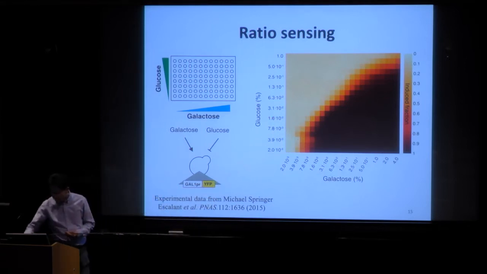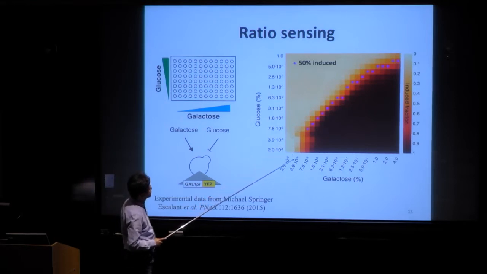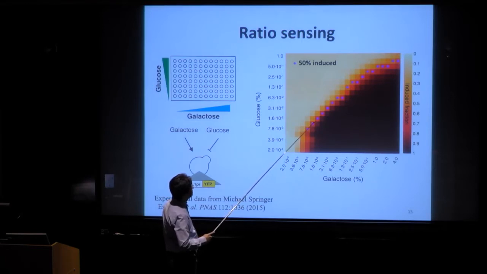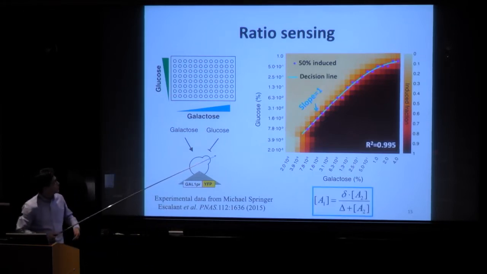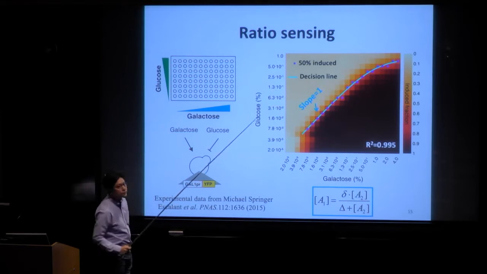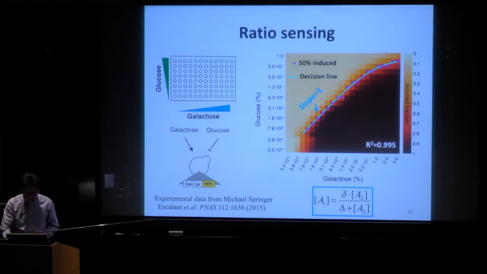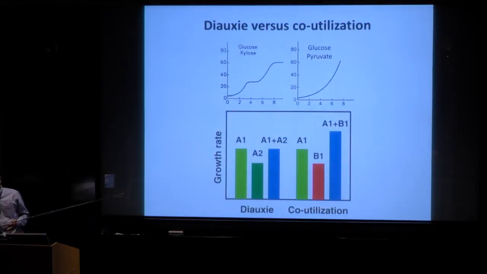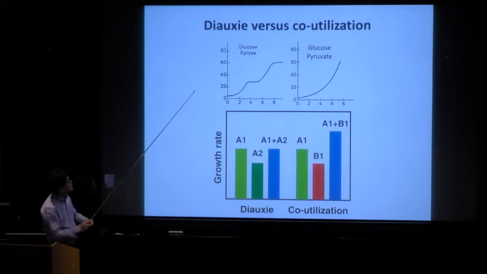And this is precisely what we predicted. So the switching point depends on the concentration of the second source. So if you label this 50% cell switched as a switching point, and then our prediction would be this curve. So it fits almost perfectly. Okay, so we thought we understand why they want to use one versus another, because it's more efficient, right? So this is diauxie.